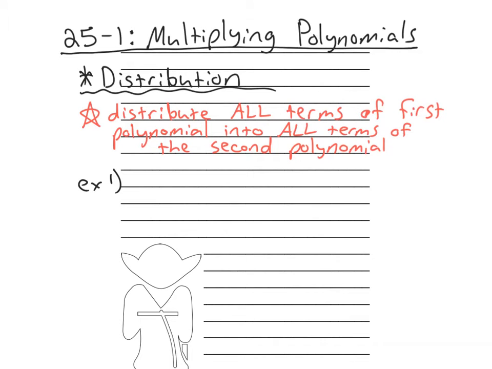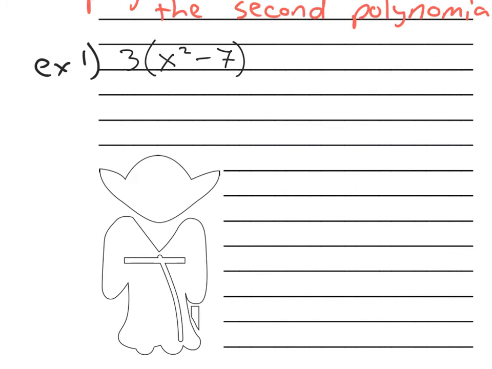All right, so the first way you're going to learn how to multiply polynomials is through distribution. So let me zoom in, make an example. But remember, distribute all the terms of the first polynomial. It doesn't matter if it's one term, two terms, three terms. Distribute all of them into the other polynomial. All right, simple first example.